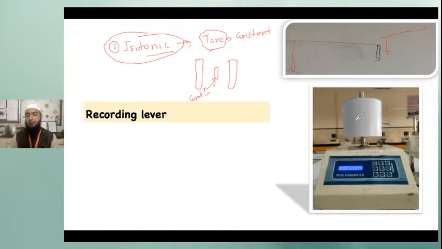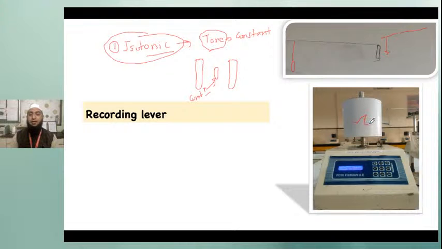When the drum is moving, suppose this is the baseline response, and when the tissue is contracted, due to the pulling of the lever, the reading is recorded something like this. The moment you are done with your recording, you can stop the drum, and once you stop the drum, you can put the different tension that you applied, that is the basal tension, down, and then the response will be recorded something like this.